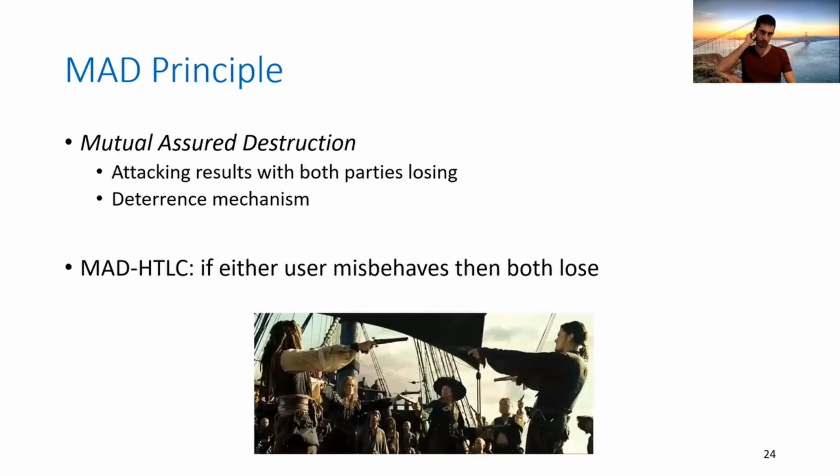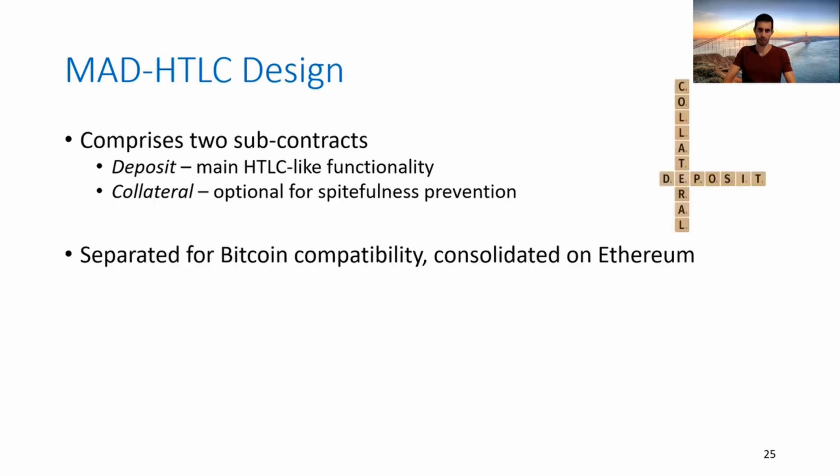The design principle of MAD-HTLC is mutual assured destruction. This is a notion from game theory, describing a setting where two parties refrain from attacking each other, as doing so will result with both of them losing. This is a deterrence mechanism, and in MAD-HTLC, if either Ant-Man or Batman misbehaves, then they both lose. The contract itself comprises 2 subcontracts: the deposit, which carries the main HTLC functionality, and the collateral, which is optional and only used to prevent spitefulness. The separation is only for Bitcoin compatibility, but the subcontracts can be consolidated on Ethereum.